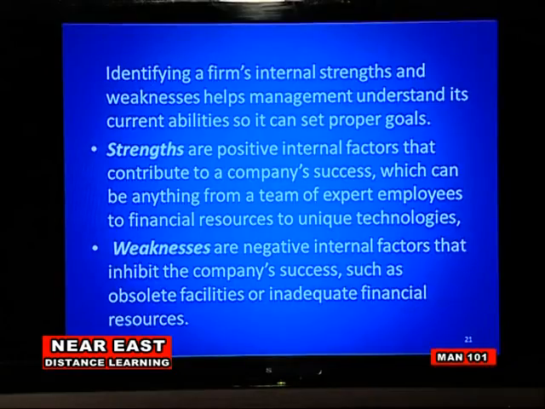Identifying a firm's internal strengths and weaknesses helps management understand its current abilities so it can set proper goals. Strengths are positive internal factors that contribute to a company's success, which can be anything from a team of expert employees to financial resources to unique technologies. Weaknesses are negative internal factors that inhibit the company's success, such as obsolete facilities or inadequate financial resources.